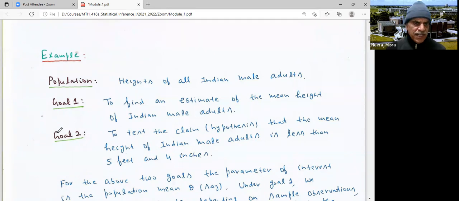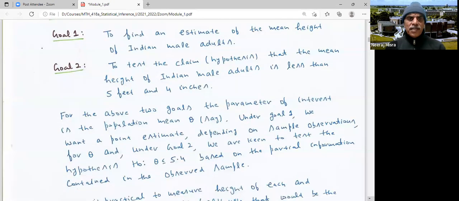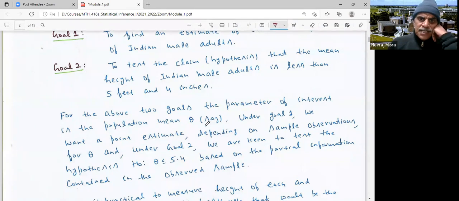The second goal which we consider is that somebody makes a claim that the mean height of Indian male students is less than 5 feet 4 inches, and I want to test this claim. So these are two different goals which I am faced with. Now, as I said before, for the above two goals, the parameter of interest is the population mean, because I want to make inferences about the mean height. So the parameter of interest is the mean height, which I'm calling theta, which I do not know.